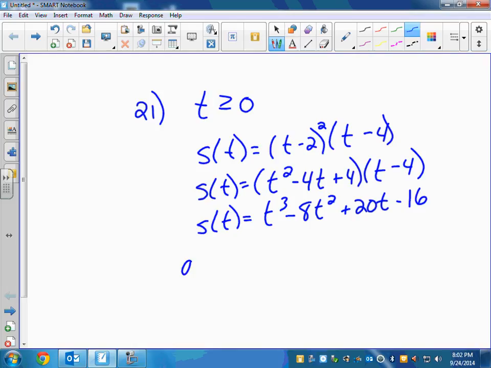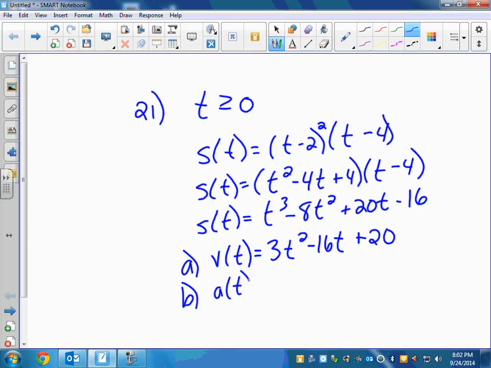So for part A, when it says find the instantaneous velocity, I'm just going to take the derivative here and get 3t squared minus 16t plus 20. And then part B says find the acceleration at any time t. And remember that the acceleration function is the second derivative of the position function, or it's the derivative of the velocity function, which means I'm just going to take the derivative of part A and get 6t minus 16.